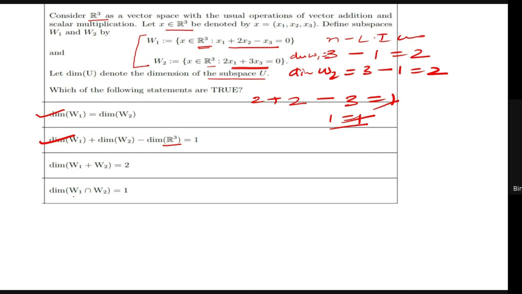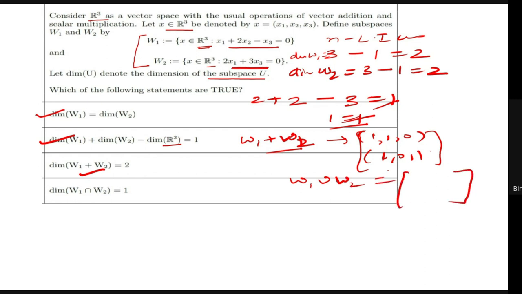Now you have to check dimension of W1 intersection W2. There are two concepts here. Whenever you have to find the dimension of W1 plus W2, there are two options. If you are given generating sets, then you can easily find the dimension of W1 plus W2 by taking W1 union W2, including all the generating sets and finding the rank, and it will give you the dimension of W1 plus W2. And the second is, whenever you are given homogeneous equations, then you can easily find the dimension of W1 intersection W2, and it is given as these two conditions.